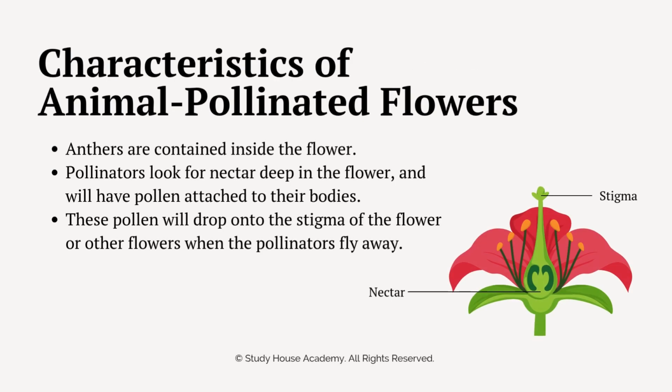Moving on to the characteristics of animal-pollinated flowers. Anthers are contained inside the flower. Pollinators that look for nectar deep in the flower will have pollen attached to their bodies. This pollen will drop onto the stigma of the flower or other flowers when the pollinators fly away.